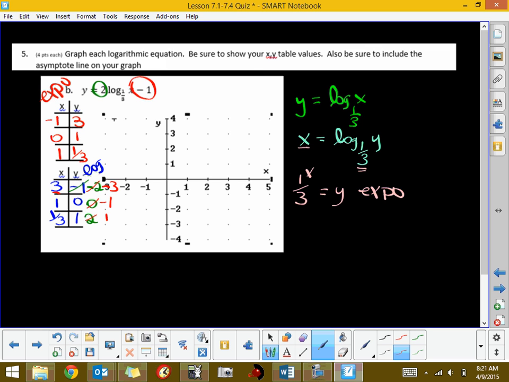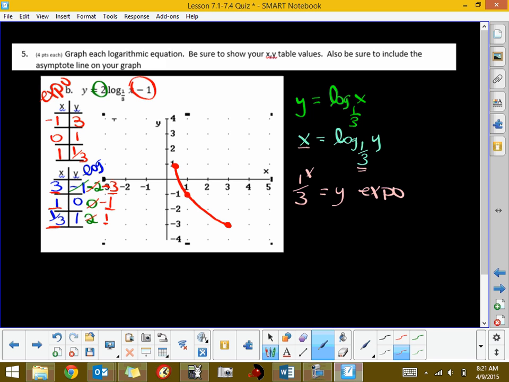We're going to graph these ordered pairs: 3, -3, 1, -1, 1/3, 1. So 3, -3 is right in here. 1, -1 is right in here. And 1/3, 1 would be approximately here. So this would be the path of our points.